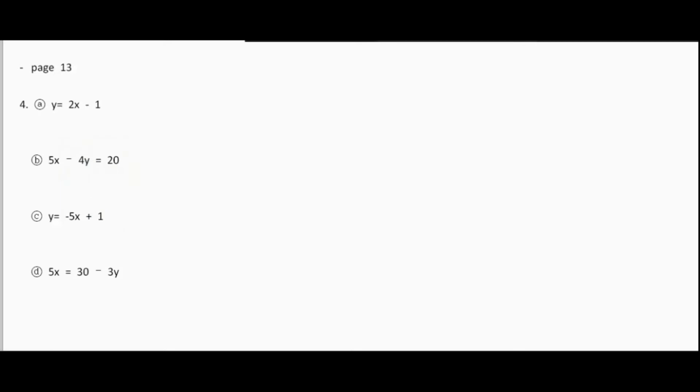This is question 4. This question asks to find 2 ordered pairs that match the equation and 1 other ordered pair that doesn't match the equation. And I'll start with A.